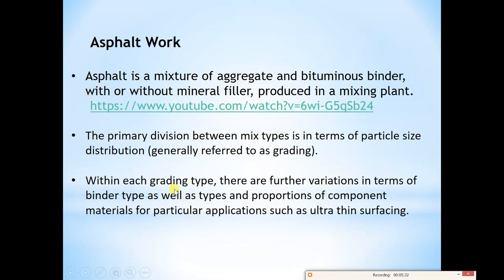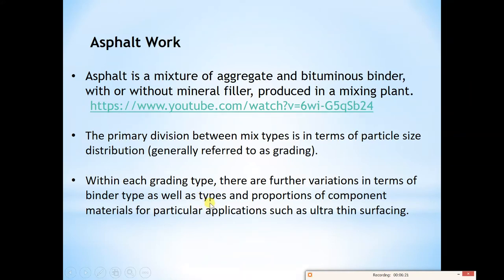And then each grading type is represented by one curve. Just now we saw we have four curves. Within each grading type, there are further variations in terms of the binder types as well as the types and proportion of the component materials for particular applications such as ultra thin surfacing. So even for one type with a certain particle size distribution, you can have different binders. You could use a single grade, a multi-grade, or a polymer modified binder. That will produce a different type of asphalt.